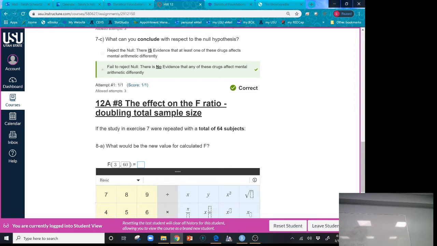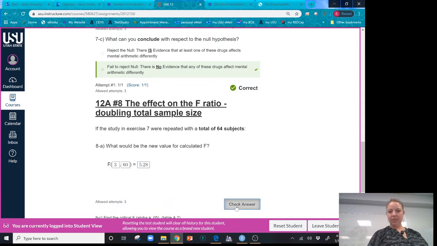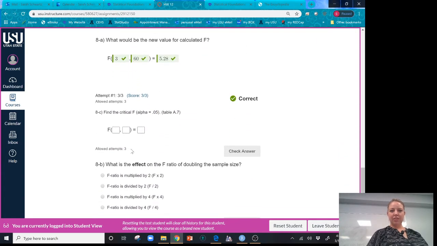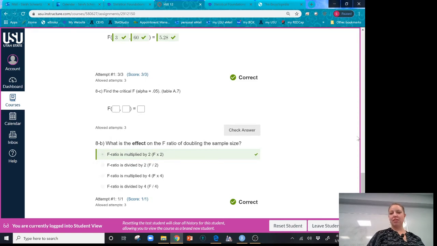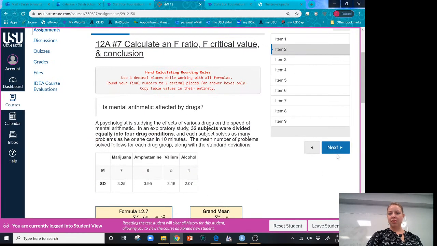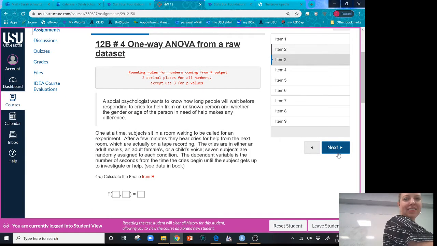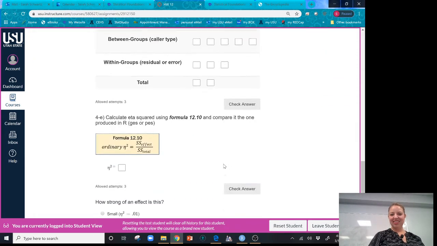What does it turn into? 5 point, give me 2 decimal places. 5.28. Yep. So what happened when we doubled our sample size? What happened to our F value? Twice as big? Multiplied by 2? Yep. Okay. Now starting in this one, we're supposed to do this in R. Okay?